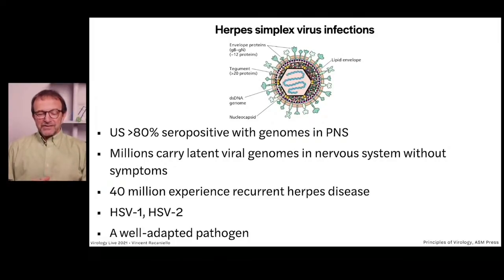Over 80% of the U.S. is seropositive, and I'm sure it's more than that because we don't do a good job of sampling everyone. We don't have to sample everyone. It's a statistical extrapolation from small samples, of course. Over 80%, and they have genomes in their peripheral nervous system.